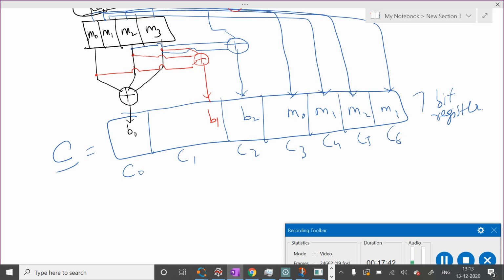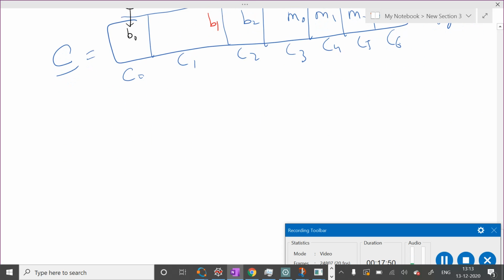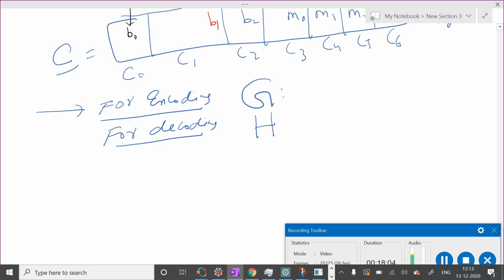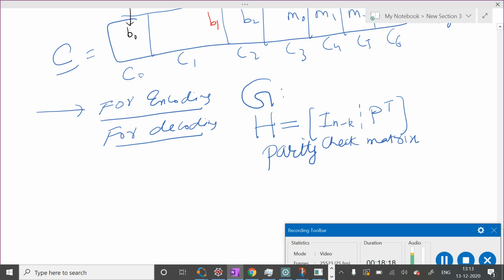What about decoding? That is, what about errors? How to detect and correct the errors? See, for encoding, you use the generator matrix, right? For decoding, we had to use the H matrix, which was defined to be [I of n minus k, P transpose], right? This is called the parity check matrix. It will be very clear soon why it is called so.